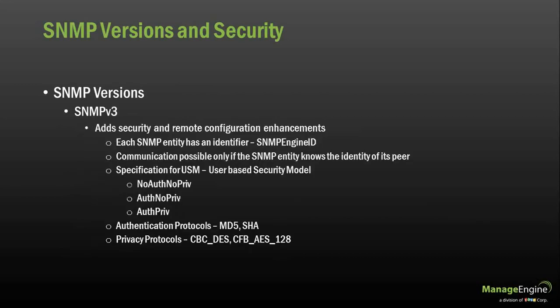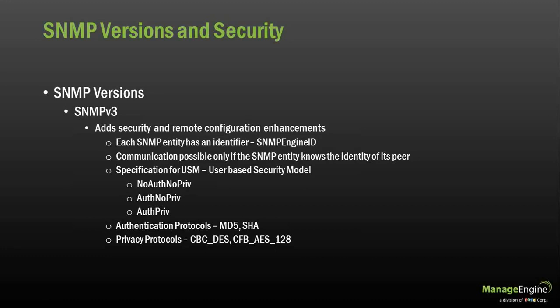So network analysts and security analysts needed a much more secure network management protocol, and hence they came up with the SNMP v3 standards. This version of SNMP adds security and remote configuration capabilities. Each SNMP entity has an identifier called the SNMP engine ID. Communication is possible only when the SNMP entity knows the identity of its peer. Traps and notifications are exceptions to this rule.